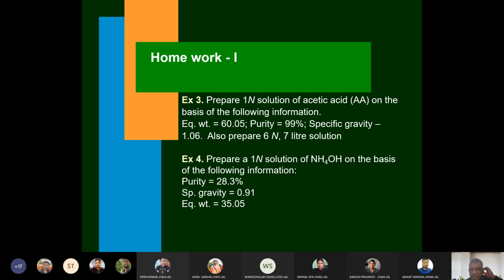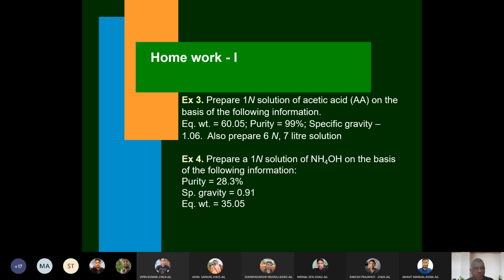As I told you, you need to make a practical record. So these are exercises number 3 and 4. You need to do them yourself in your practical record. You can open a Word file, and in that Word file, you type this question. You can copy from the PPT. I'll send you the PPT. Copy from the PPT and do the solution in your answer book.